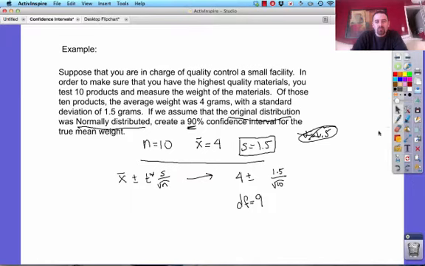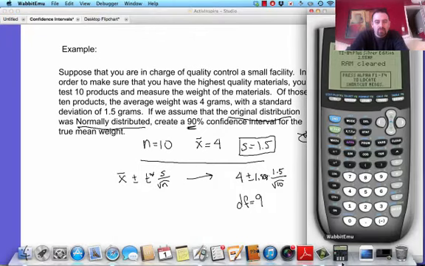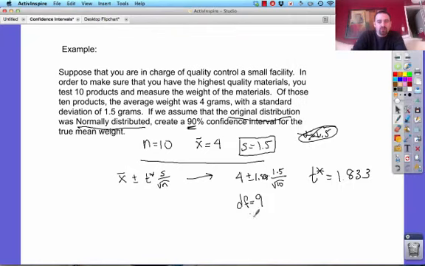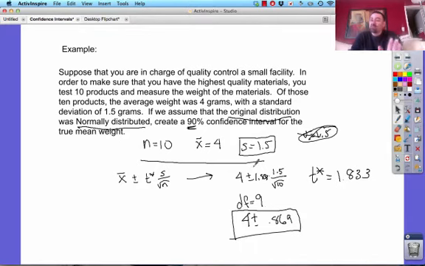Let's go back to our interval. So T star equals 1.833. Okay, so let's go ahead and crunch those numbers real quick. I'm going to have 1.833 times 1.5 divided by the square root of 10. My margin of error is therefore 0.869. So I have 4 plus or minus 0.869.